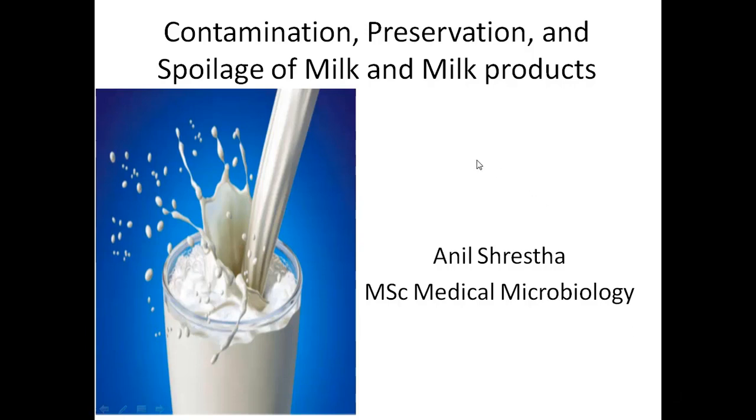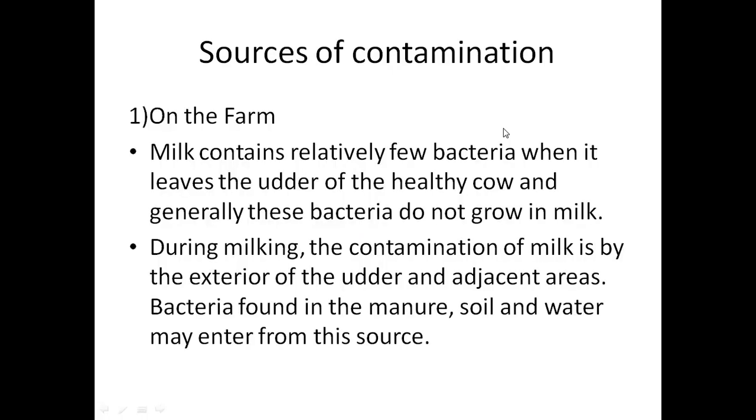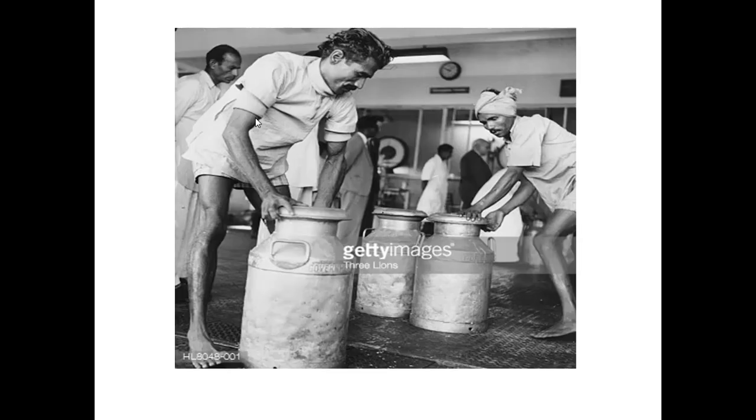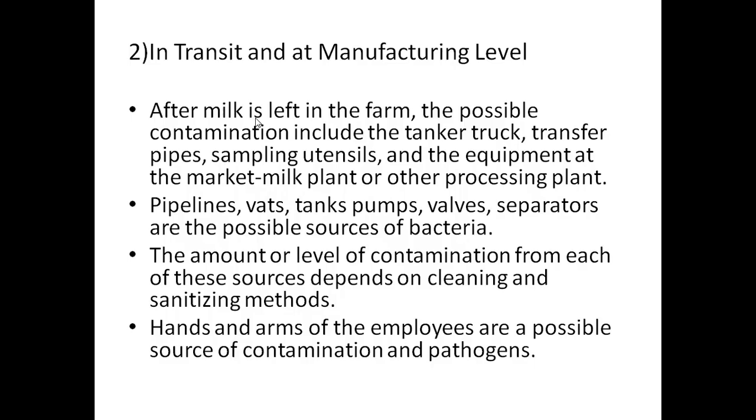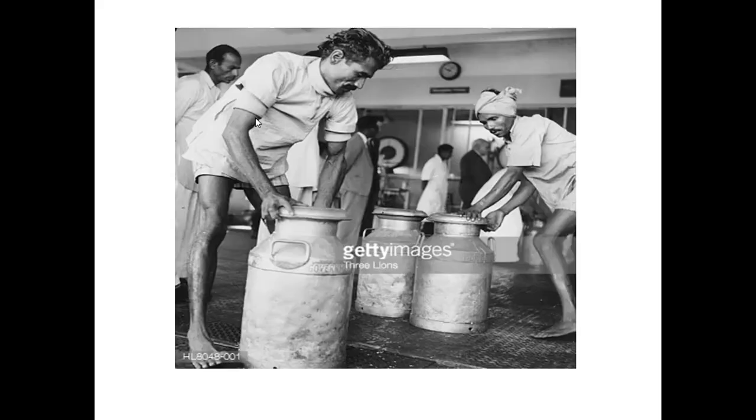Today the topic is the contamination, preservation, and spoilage of milk and milk products. What are the sources of the contamination? One source of contamination is on the farm. The next source of contamination is in transit and at the manufacturing level.